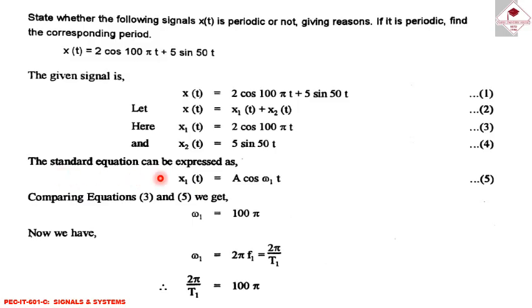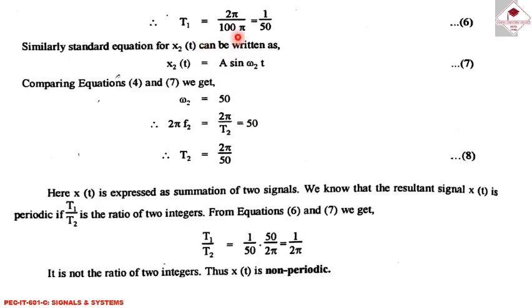The standard equation can be expressed as x1(t) equal to A cos omega1 t, and omega1 is equal to 100 pi. Omega1 is equal to 2 pi f1, which is equal to 2 pi by T1. So 2 pi by T1 is equal to 100 pi. Next, T1 should be equal to 2 pi divided by 100 pi, that is equal to 1 divided by 50. Similarly, the standard equation for x2(t) can be written as A sin omega2 t. Omega2 is equal to 50. 2 pi f2 is equal to 2 pi by T2, that is equal to 50. So from here we can calculate T2 is equal to 2 pi by 50.